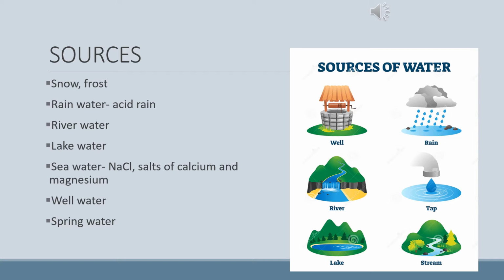Now the river water, lake water, well water, spring water, all of these are the sources from which the water is collected and used for human consumption. Now the sea water is actually the impurest form of water because it has a lot of NaCl or sodium chloride mixed with it, and also salts of calcium and magnesium.